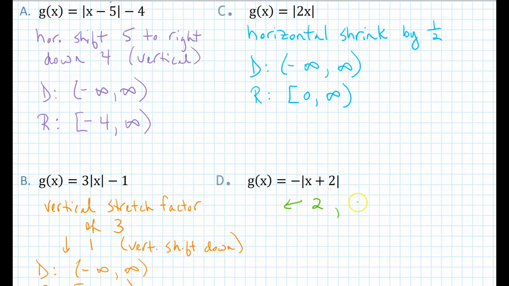And then we're going to reflect over what? The x-axis. How do we know which axis was reflected? If it's inside the absolute value bracket, it's on the y. Yes. And then outside is the reflection in x.